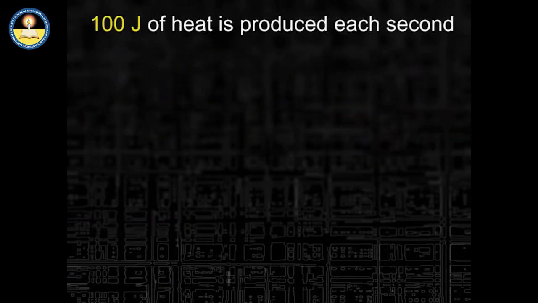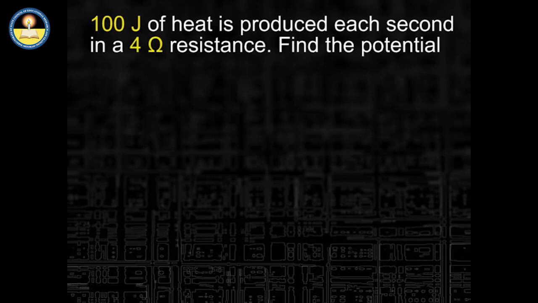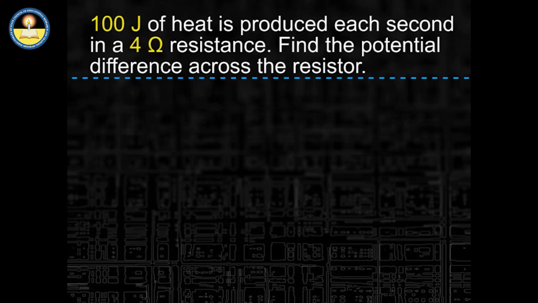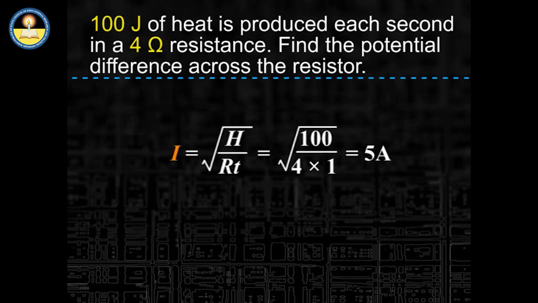100 joules of heat is produced each second in a 4 ohm resistance. Let's find the potential difference across the resistor. The current through the resistor can be measured as the square root of the ratio of heat energy with the product of resistance and the time, and it comes out to be 5 amperes. Thereby, the potential difference across the resistance comes out to be 20 volts.